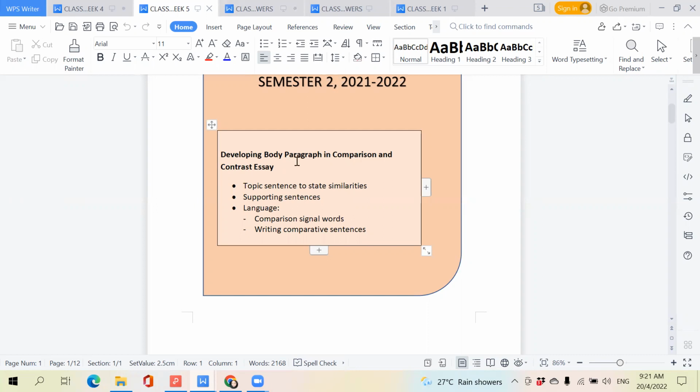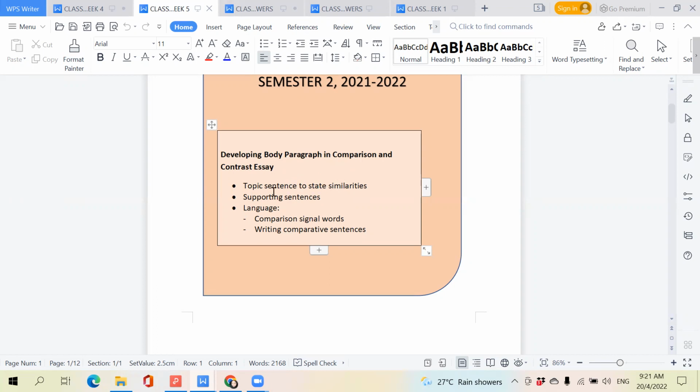Okay, so a body paragraph has a different formatting altogether. I mean, it has different components that you need to focus on. All right. So the first component, which is the most important, is called the topic sentence. The topic sentence in your comparison and contrast essay is used to state the similarities.